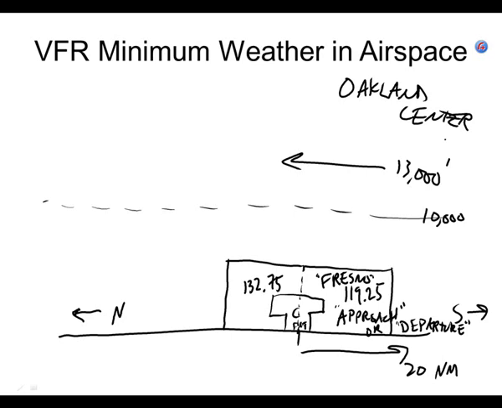So Oakland Center is our air traffic controllers. So you're not talking to the U.S. military or whoever is running that restricted area. You're talking to the air traffic controllers because guess what? They know who's in there and who's not, and they know whether or not they can let you fly through it. If they say yes, you can fly through it. If they say no, you can't.